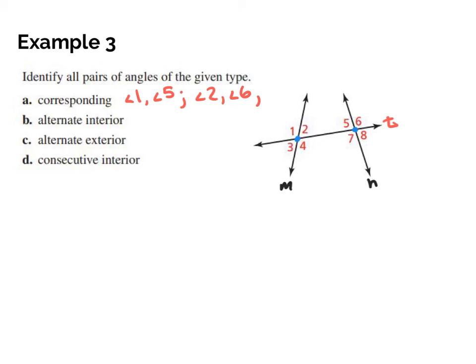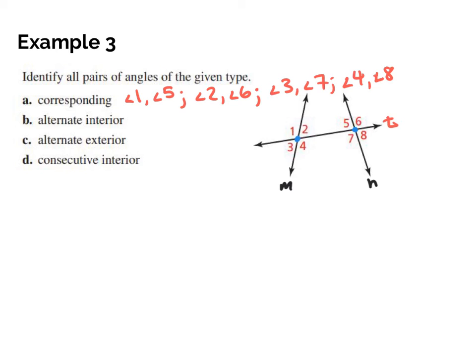Continuing on, I can say angle 3. Angle 3 is in the bottom left-hand corner. So if I go to the other intersection point, that would correspond to angle 7. And then lastly, that leaves angle 4, which corresponds to angle 8. So corresponding, again, we've got multiple pairs here, but those are going to be any two angles that are in the same location at the different intersection points.